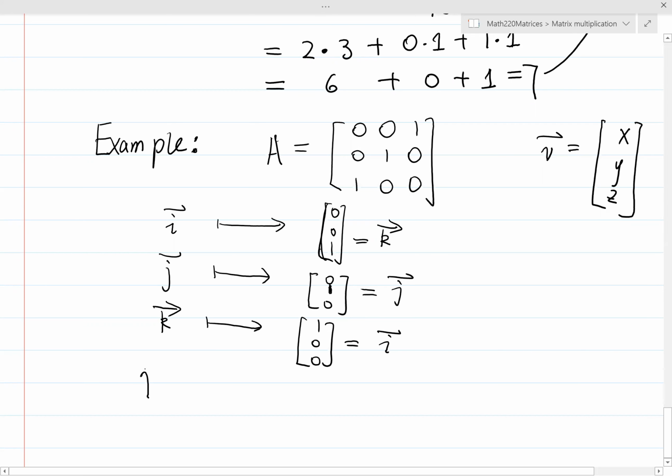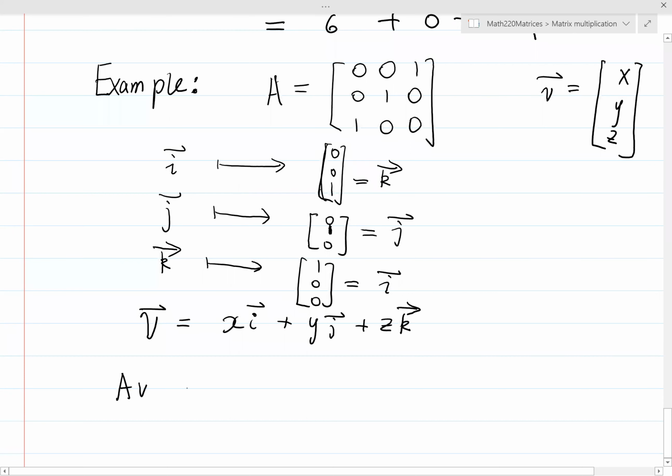If we write v as x, y, z, with the x component as xi, the y component as yj, and the z component as zk, then A acts on v. Remember, it switches k with i, and j is fixed. So x, y, z, their coefficients do not change. So xi goes to xk, yj is yj, and z k goes to z i.